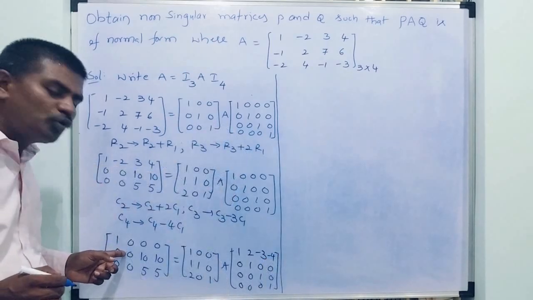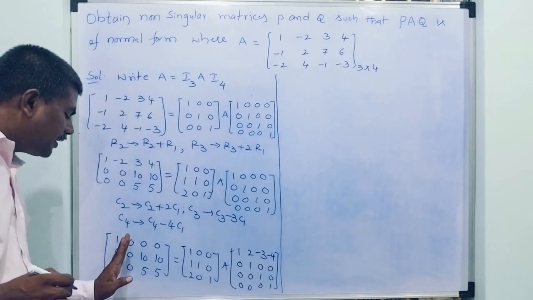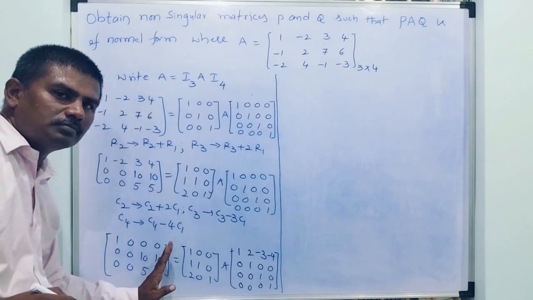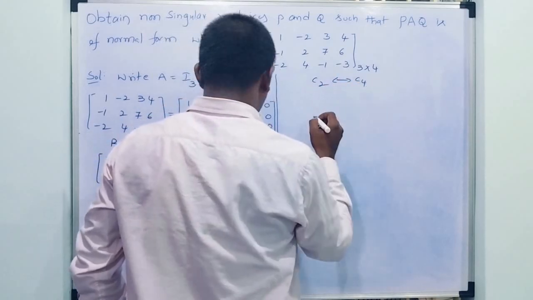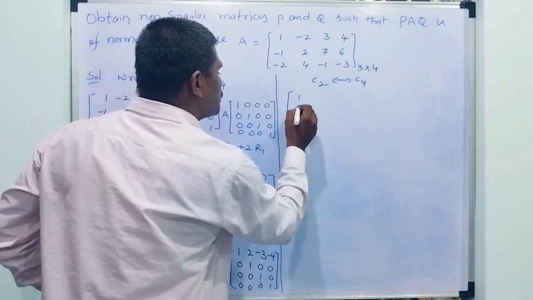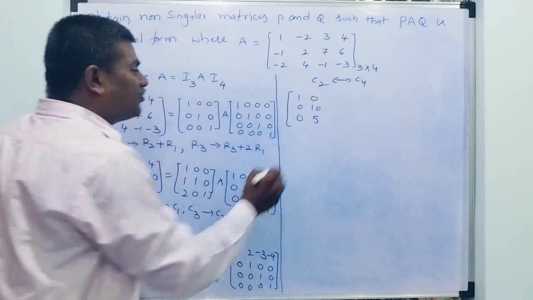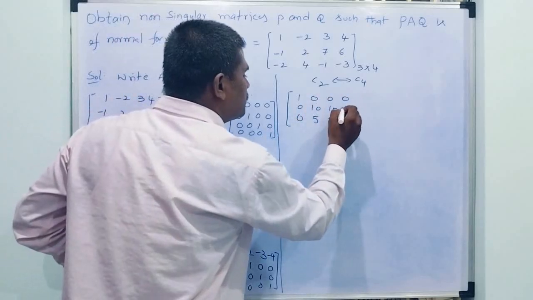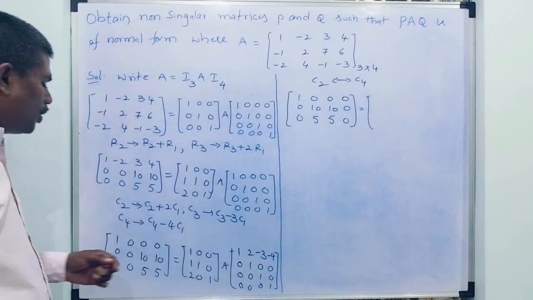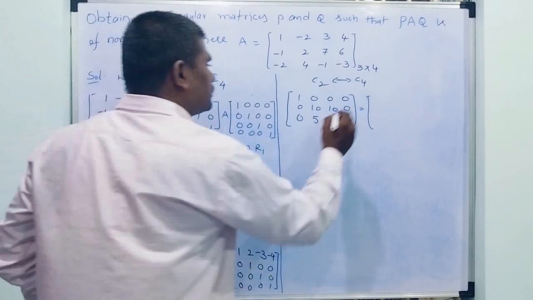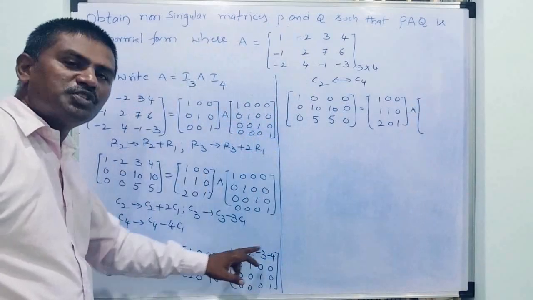Actually, this element should be non-zero, but here it is a 0 column. So let us take this one to the last column. C2 interchange C4. Then it becomes 1, 0, 0, 0, 10, 5 and 0, 10, 5, and the last column becomes zeros. And no change in the prefactor, into A, into the postfactor with C2 and C4 interchanged.